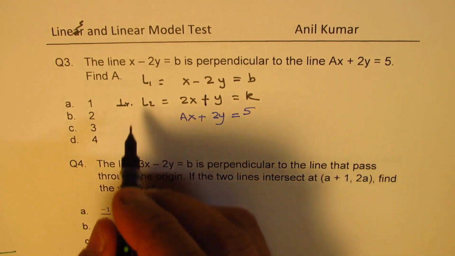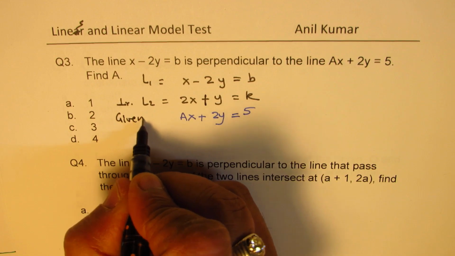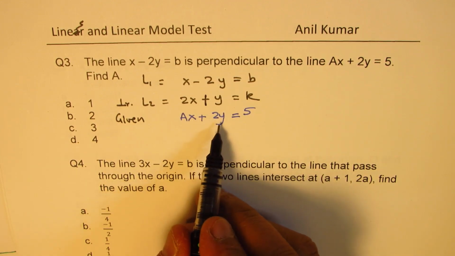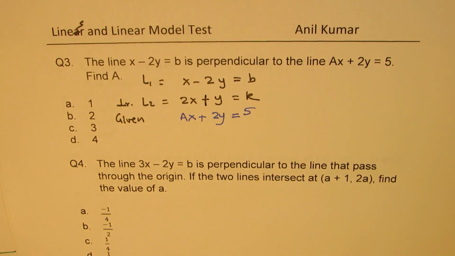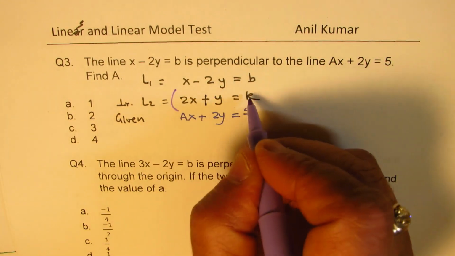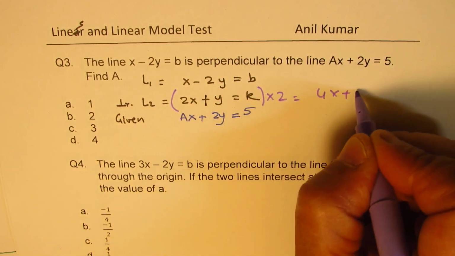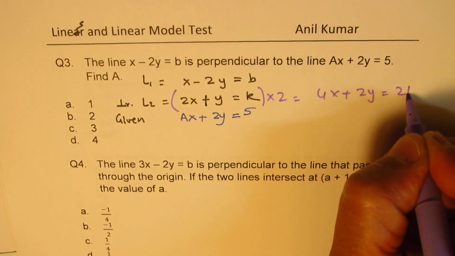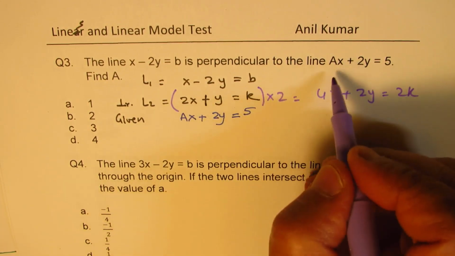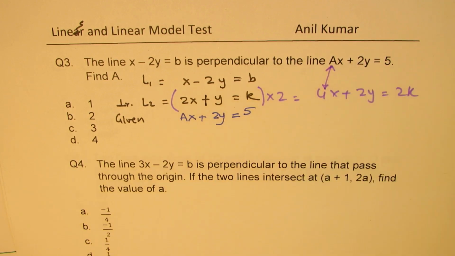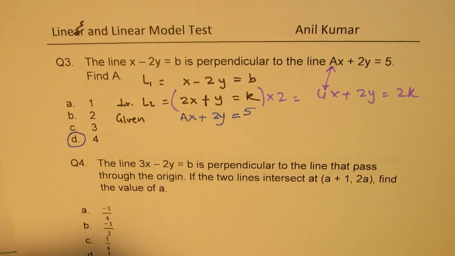Now we are given ax plus 2y. So how do we get that? Well, in this equation, if I multiply everything by 2, I get 4x plus 2y equals 2k, right? So clearly a is 4. So that is how you could figure it out. So we get D as the right option. Does that make sense to you, right?